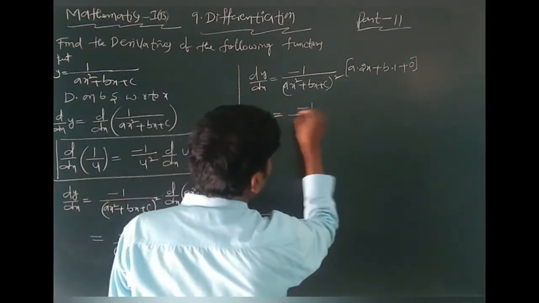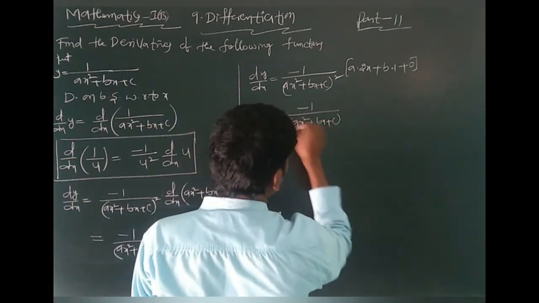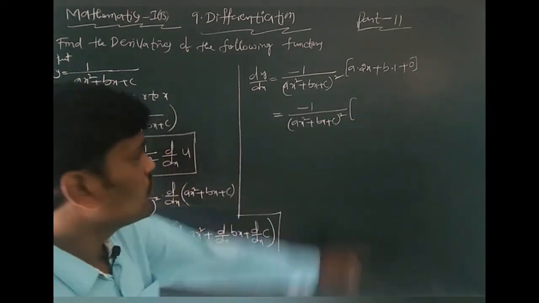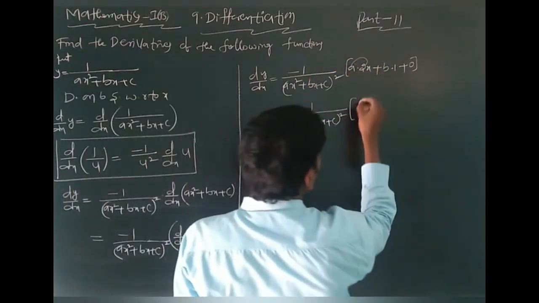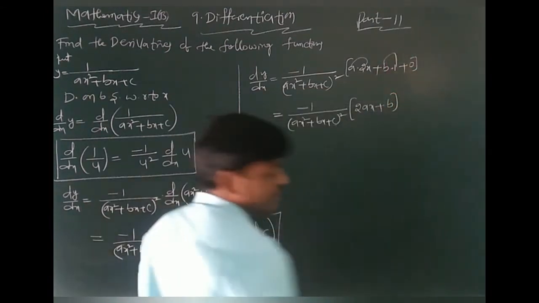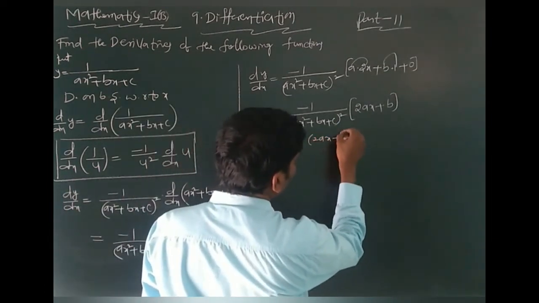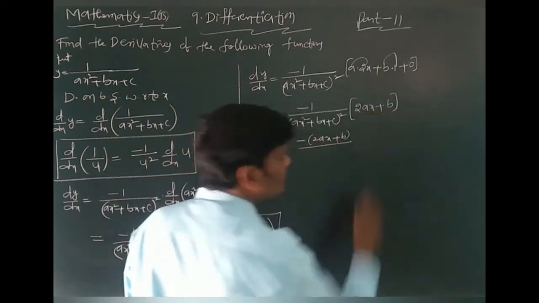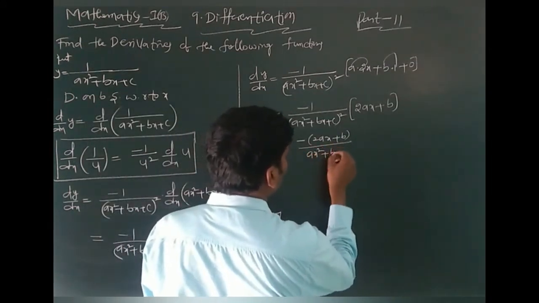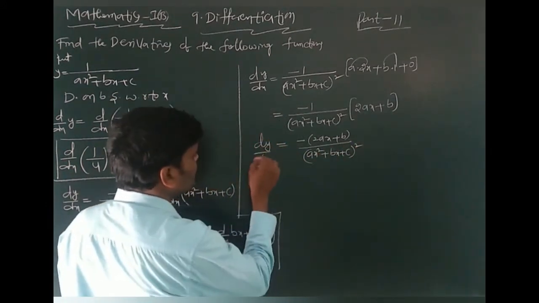That is equal to minus 1 by (ax square plus bx plus c) all square into a into 2x, nothing but 2ax, plus b into 1, nothing but b. After that you can write minus of (2ax plus b) all by (ax square plus bx plus c) all square. This is the derivative of the given function.